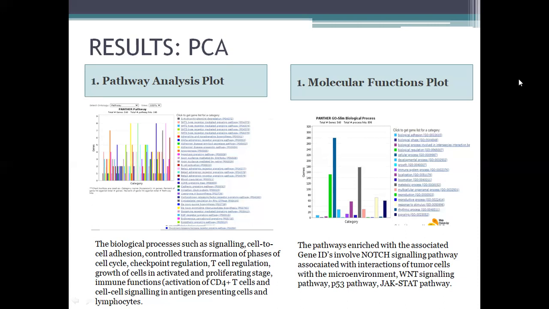The Notch pathway is one of the most commonly observed pathways that acts by regulating the tumor microenvironment and also determination of the cell fate. Other pathways such as the WNT signaling pathway, the JAK-STAT pathway, and the P53 pathway were also observed, which is shown to influence tumorigenesis and seems to be activated by microenvironment molecules such as CD40 and epitopes like that.